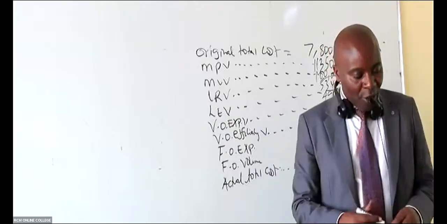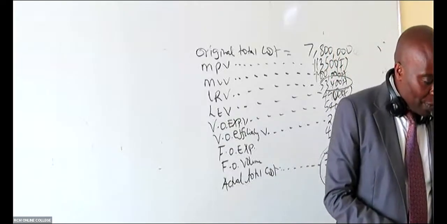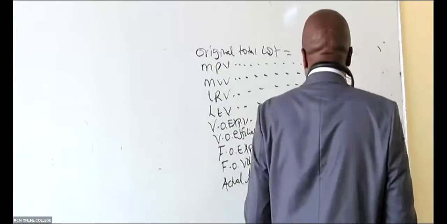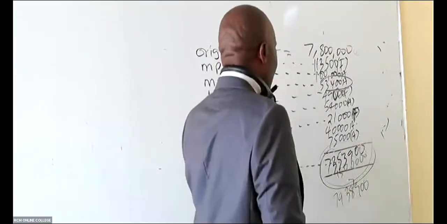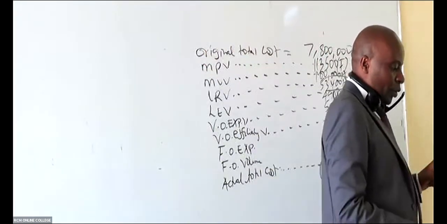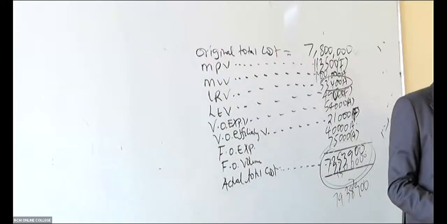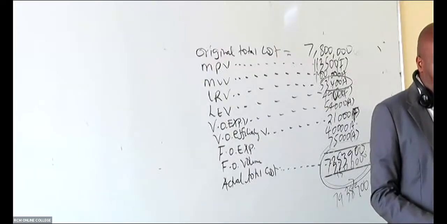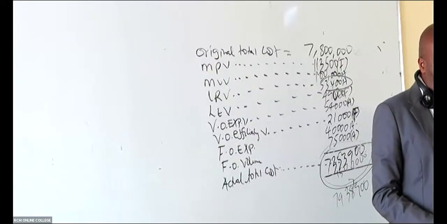Is the variable overhead efficiency variance 21 or 12? 21, eh? Not a problem. We shall be able to get to where that error is. Don't worry. When we come in our Thursday's class, we shall be able to get where that error is.